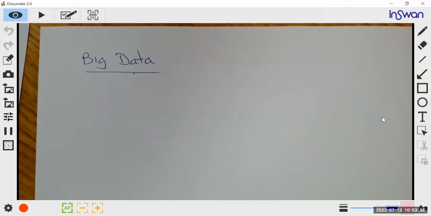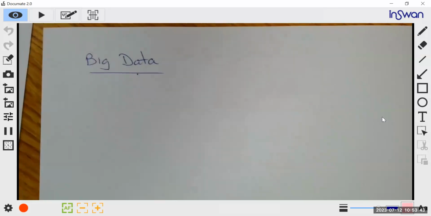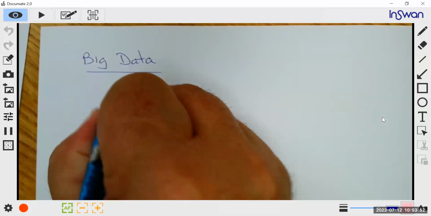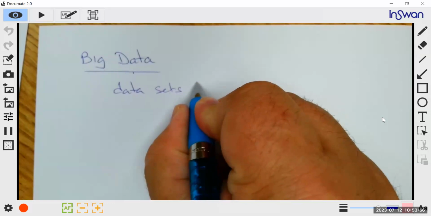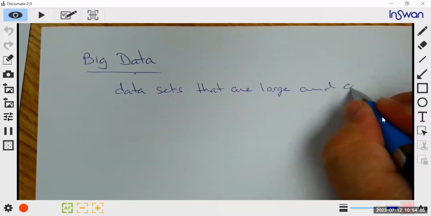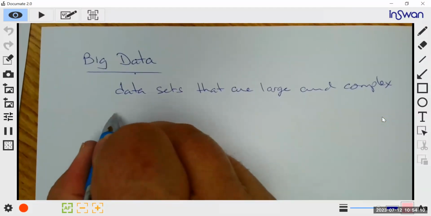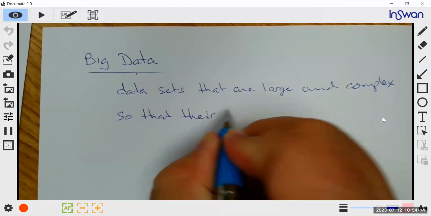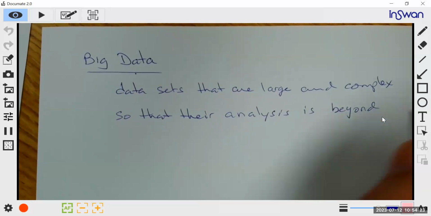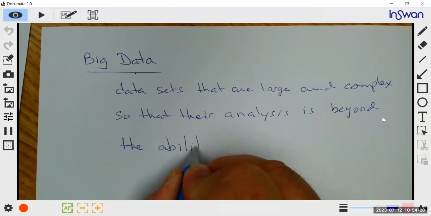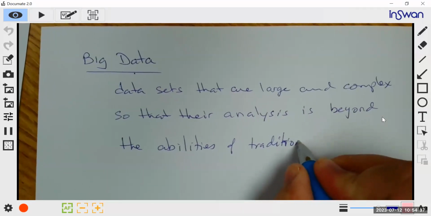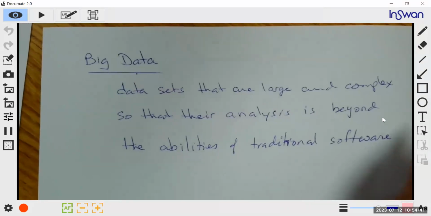NASA looks at the stars and figures out how many of them are receding, how many of them are subsiding in size. So when we talk about big data, we're talking about data sets that are large and complex, so that their analysis cannot be done, or is beyond the abilities of traditional software. Like Excel.